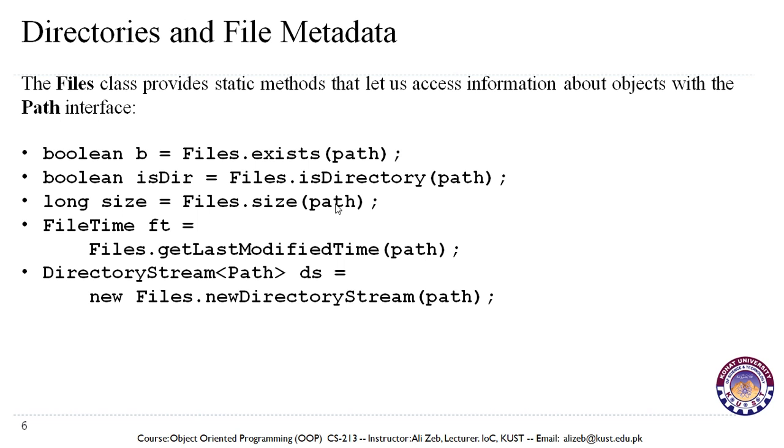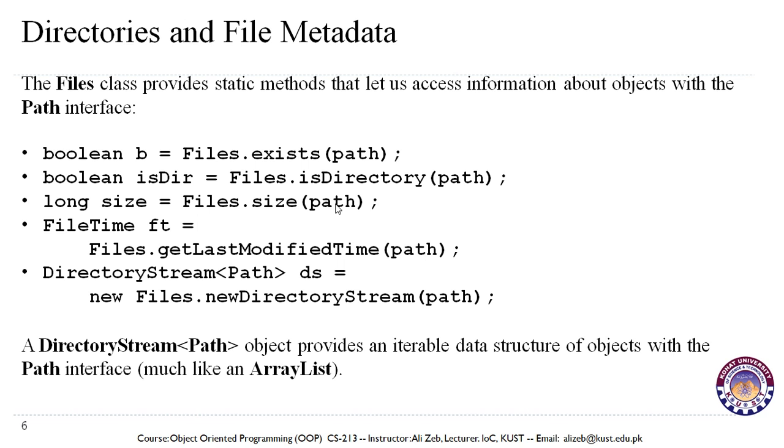For example, we have DirectoryStream, a kind of ArrayList collection, where a DirectoryStream object provides an iterable data structure of objects with the Path interface. So if you want to store a list of paths or directories, then you can use the DirectoryStream, and it works like an ArrayList, so you can store multiple paths in this object.